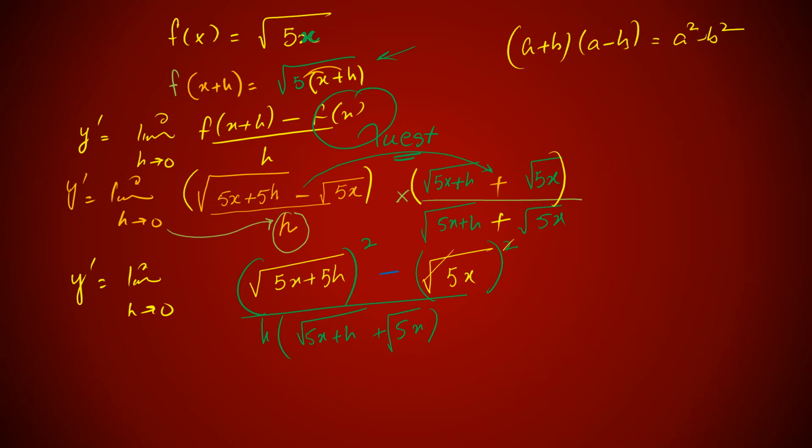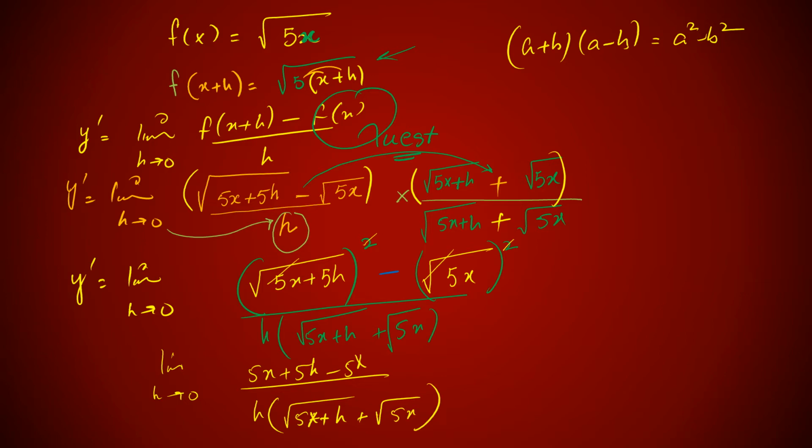So square and square root cancel, square and square root cancel, and write down what is left: limit h approaches 0, 5x plus 5h minus 5x over h, bracket square root of 5x plus 5h plus square root of 5x. Now 5x and 5x cancel. We will be left with 5h over h times square root of 5x plus 5h plus square root of 5x. Now h and h cancel with each other.